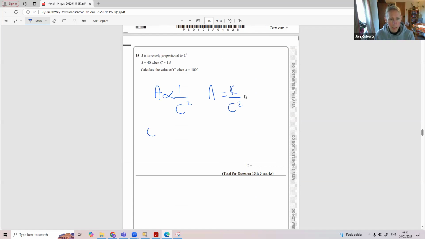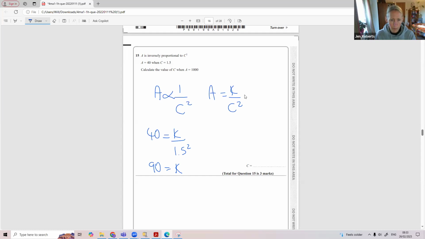A is 40. So when A is 40, C is 1.5. So we're going to use that to work out our constant of proportionality. Times both sides by 1.5 squared. So 40 times 1.5 squared gives you your k is 90.